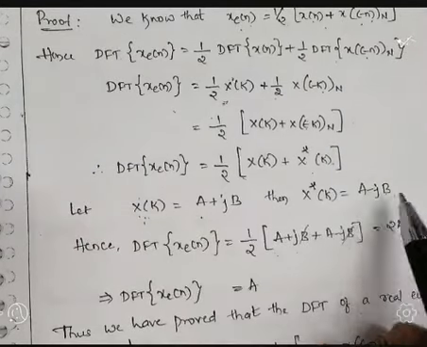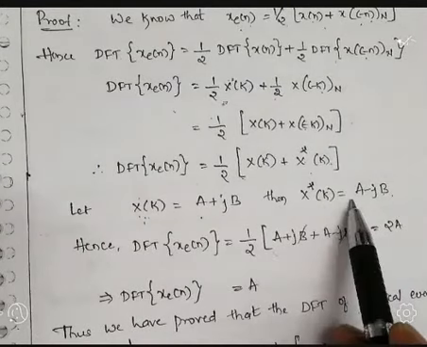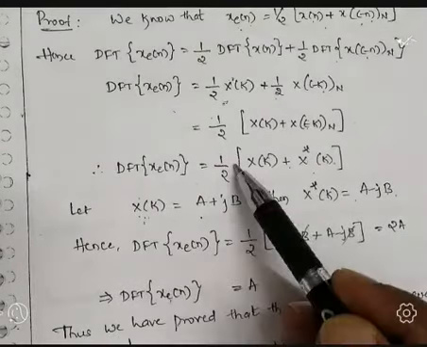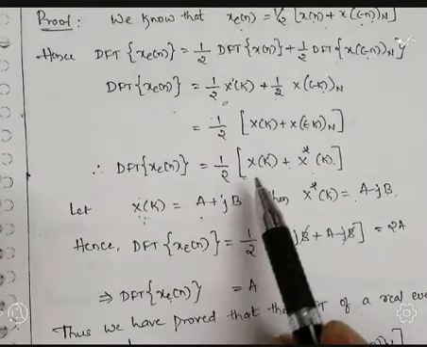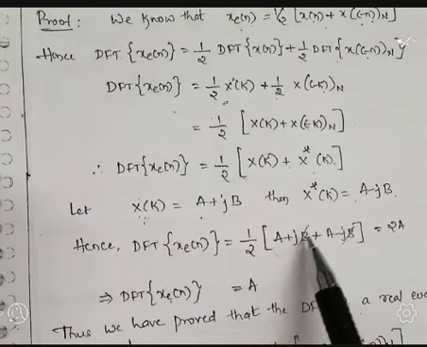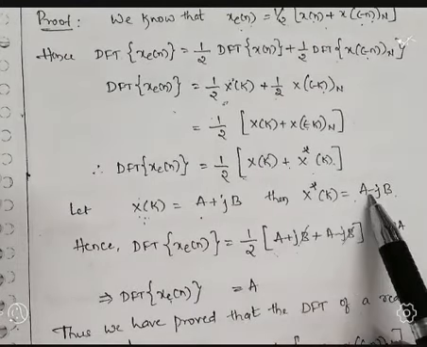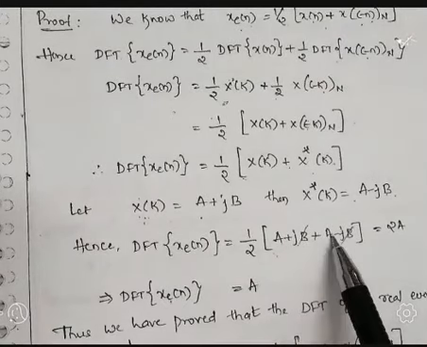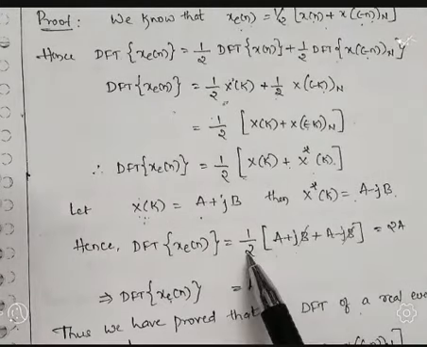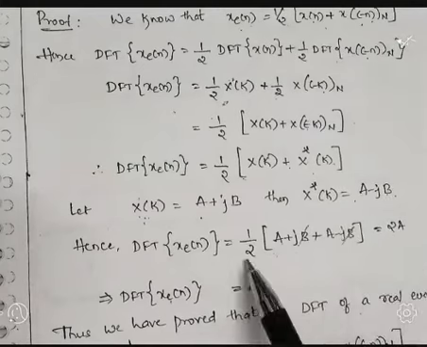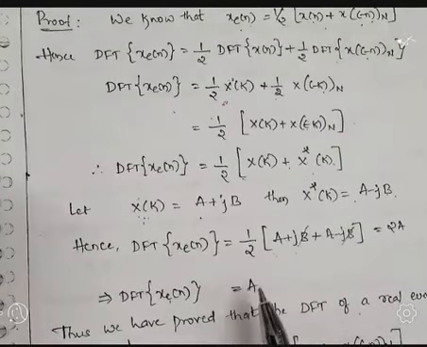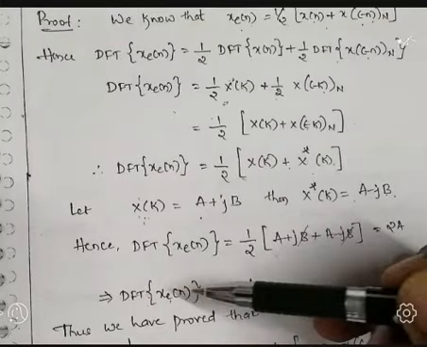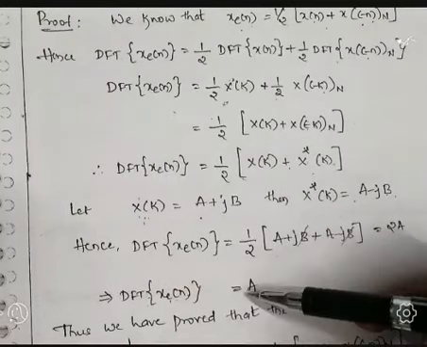So substitute this assumption in the above expression. DFT of x e of n equals 1 by 2 times X of k, which is a plus jb, plus the complex conjugate of X of k, which is a minus jb. The plus jb and minus jb cancel, leaving a plus a, 2a, and 2a divided by 2 is a. So we got that the DFT of x e of n is equal to a, where a is the real part.